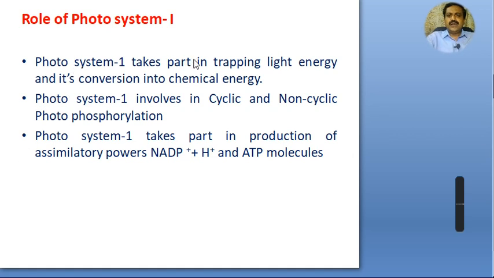Photosystem 1 takes part in attracting or trapping light energy and its conversion into chemical energy. That is, it takes part in the photochemical act. Photosystem 1 is involved in cyclic and non-cyclic photophosphorylation, and takes part in the production of assimilatory powers like NADPH, nicotinamide adenine dinucleotide phosphate reduced, and ATP, adenosine triphosphate molecules.